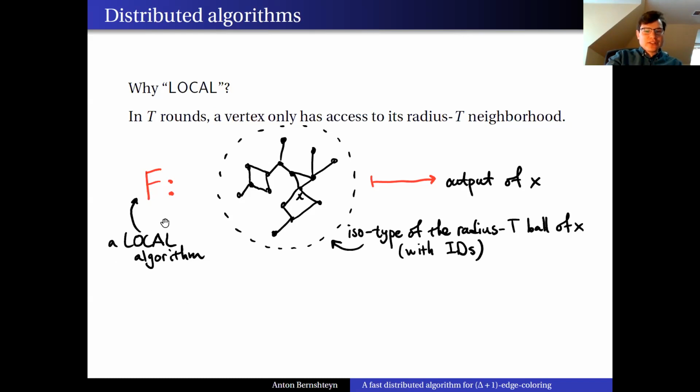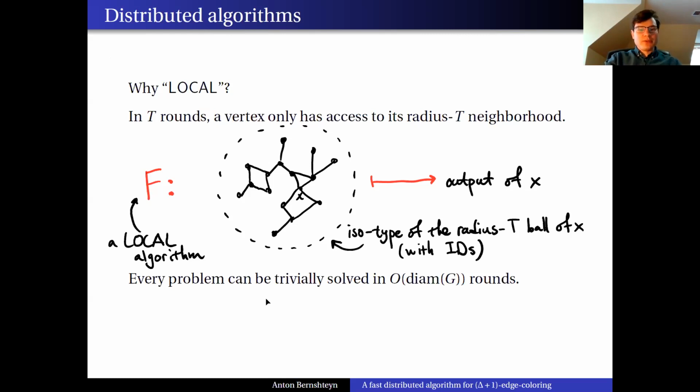So really, you can think of a local algorithm as a function that as input takes the isomorphism type of the radius t ball around a given vertex in the graph, where this ball is labeled. Every vertex has to remember its ID, so it's part of the input for the function. And it has to produce the output for X, whatever color X has, or whatever colors the edges incident to X have, or whatever other problem you're solving. So you don't have to think about it algorithmically. Sometimes it's more convenient to realize that what is happening is we're asking whether or not there is a function that looks at these isomorphism types of balls of some given radius in the graph and outputs colors based on those isomorphism types alone. So that's why it's called the local model.